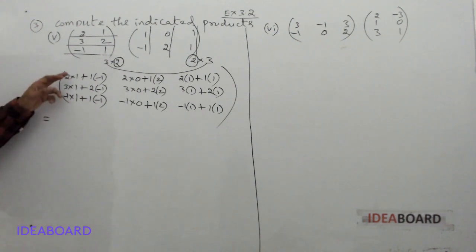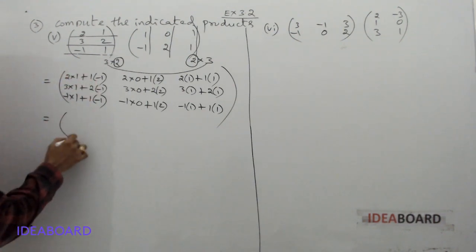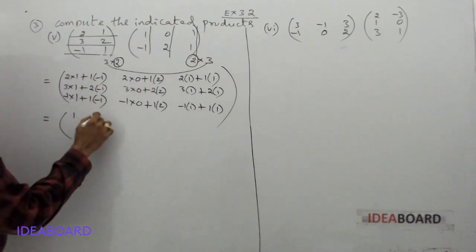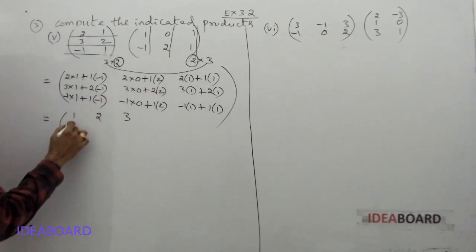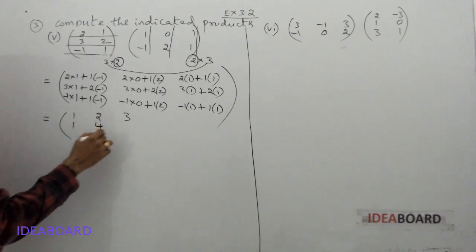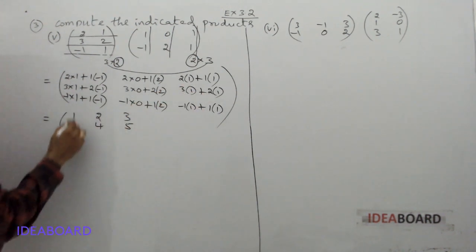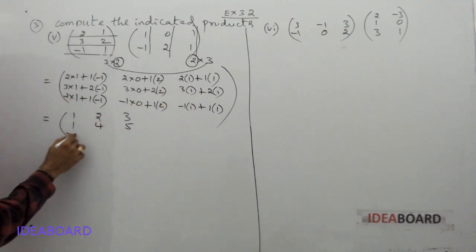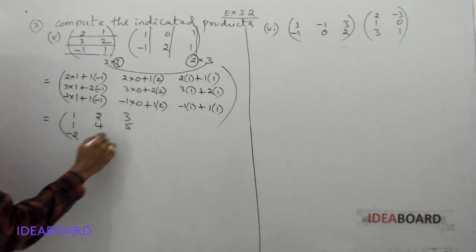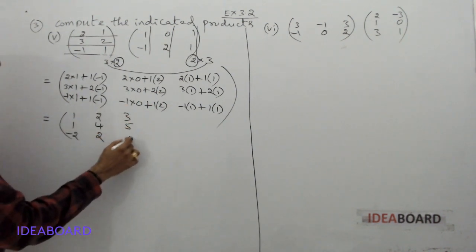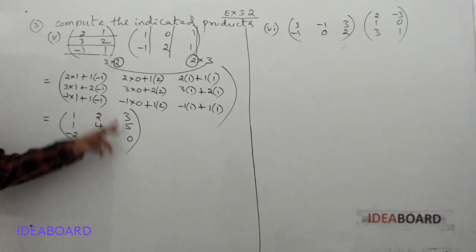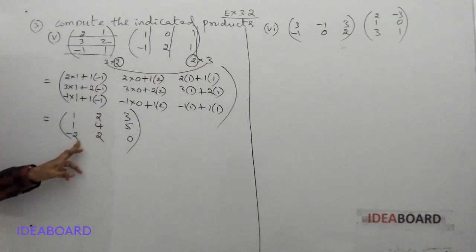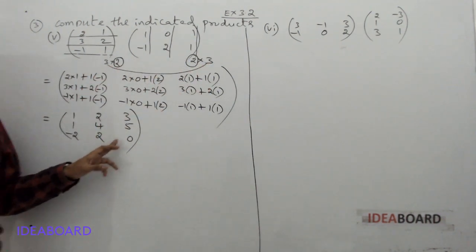Now, after simplification, we get 2 minus 1 equal to 1, 2, 3, 1, 4, 5, minus 2, 2, 0. This is the required matrix. After multiplying, we have to get a 3 by 3 matrix. So here we are getting a 3 by 3 matrix.